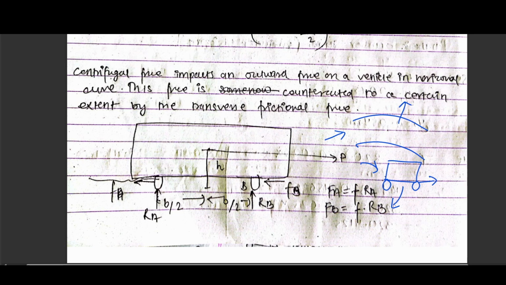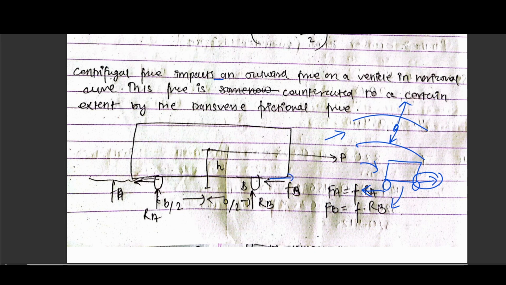So what is a centrifugal force? You can say centrifugal force acts as an outward force on the vehicle in a horizontal curve. This force is counteracted to a certain extent by the transverse frictional force. We know that on a road, the frictional force will occur between the tire of the vehicle and the road pavement, and it will impart a frictional force which will occur in this portion. So it will counteract the centrifugal force, which is occurring outside the curve. This is occurring outside the curve, and the frictional force will occur inside the curve. This is the tire of the vehicle, so it is counteracted by the transverse frictional force. As we can see in this figure as well, right?